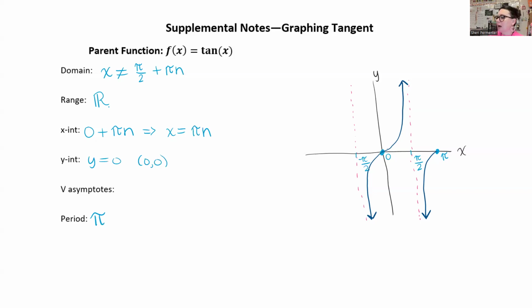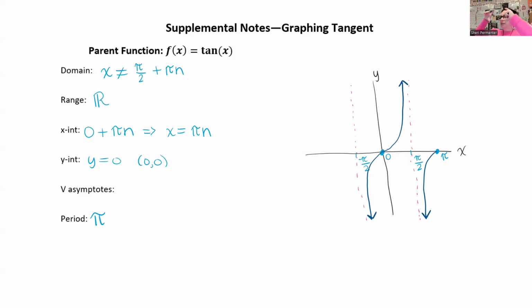To find your vertical asymptotes, and tangent doesn't have any horizontal asymptotes, this kind of goes with the domain. They're like the domain: x's are not equal to wherever the asymptotes are. Okay, so where are the asymptotes? Everywhere that these happen. So when we're doing our problems today, we'll ask you to find asymptotes from an equation.